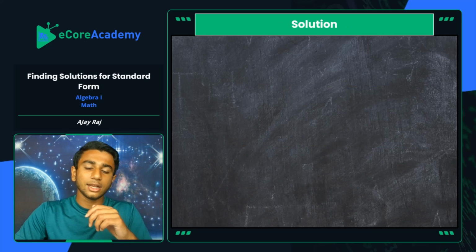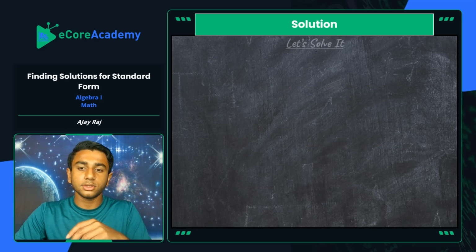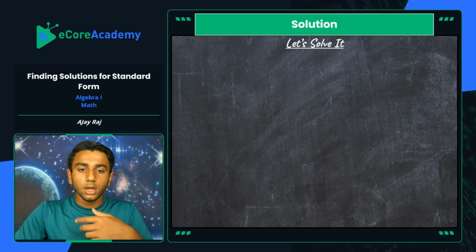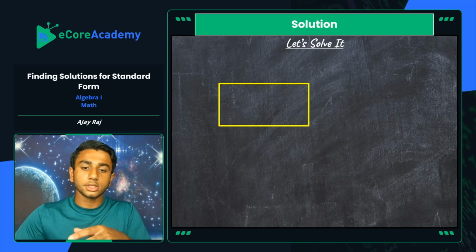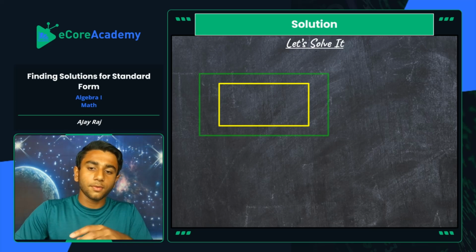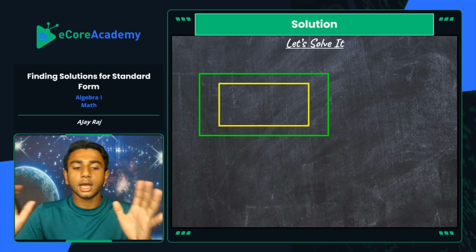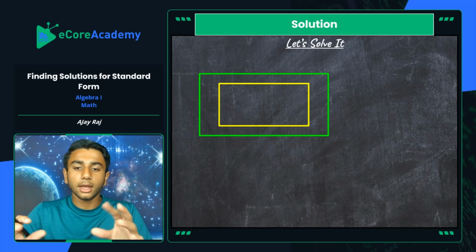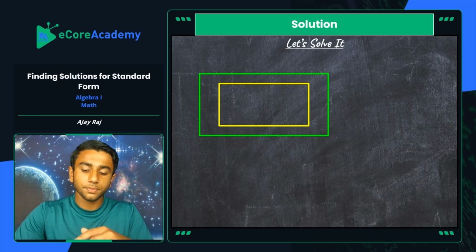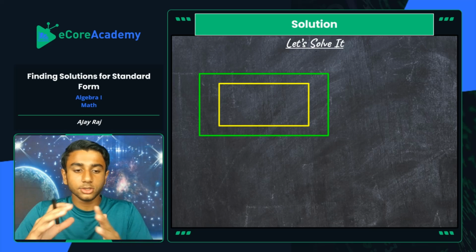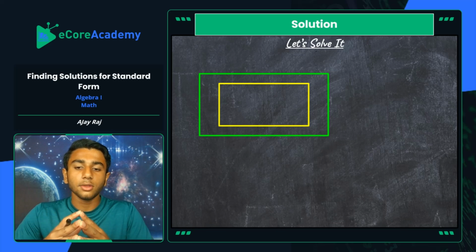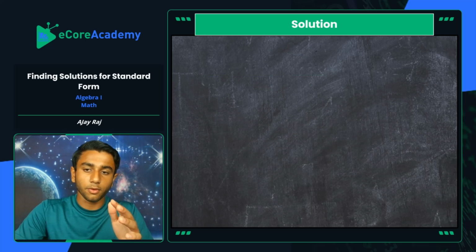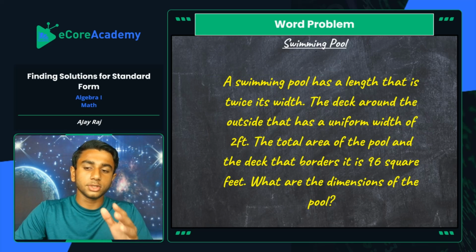So let's take a look at this problem. Let's find out what the solution is and let's solve it. So we're given this pool here, this yellow, marked in yellow. That's the actual pool itself, filled with water. And then, of course, this green is going to be marking the whole entire contraption that we're looking at, including the walkway, essentially. And now we're going to map out essentially what these different points are. So we know that first thing that we were given is that the pool's length, if we refer back to the problem, the pool's length is essentially twice its width.